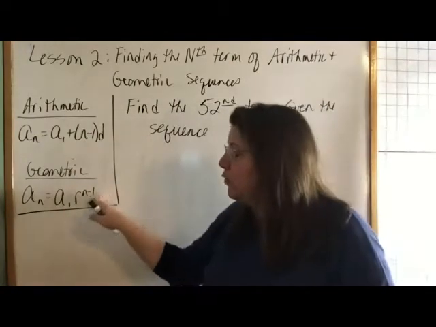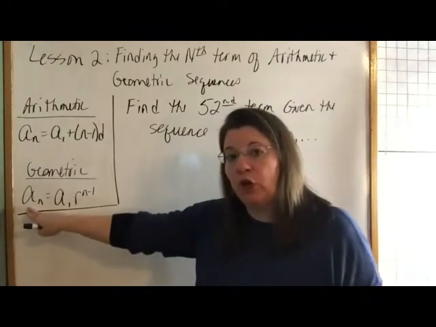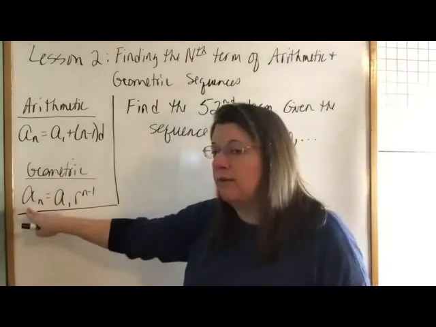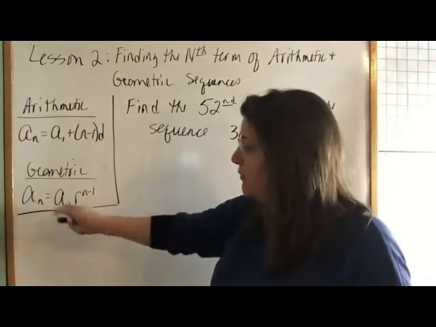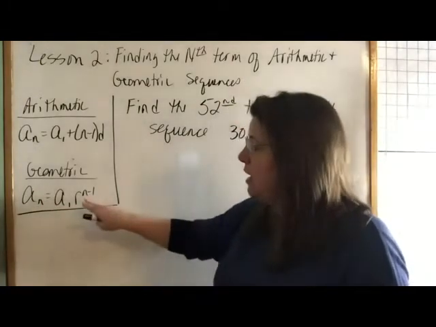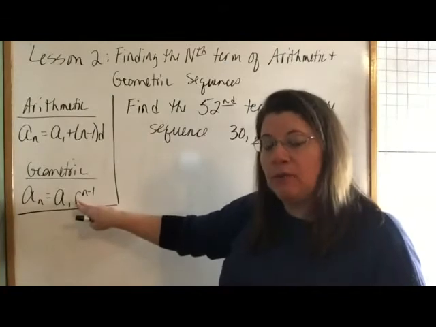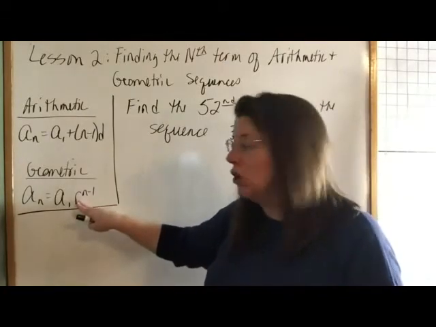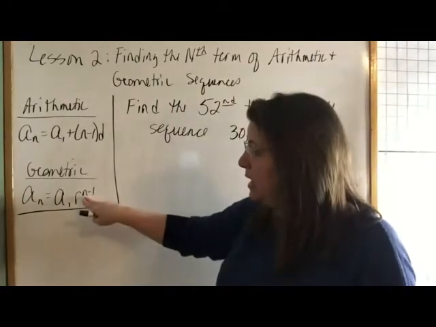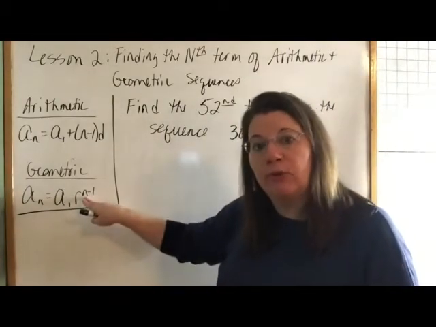For the geometric formula, again, a sub n would be the term that you're looking for. So if you're looking for the 10th term, a sub 10 would be the 10th term. A sub 1 is the first term in the sequence that you've been given. Your r is your common ratio, and remember to find the common ratio, we take any term in the sequence and divide by its previous term. And then n here is the term number that you're looking for.